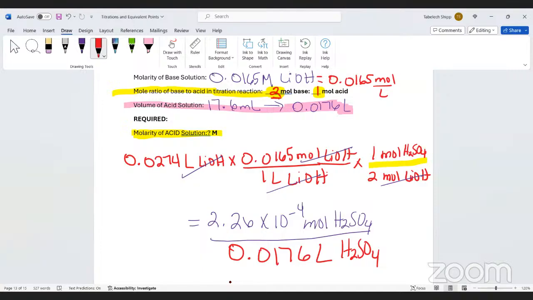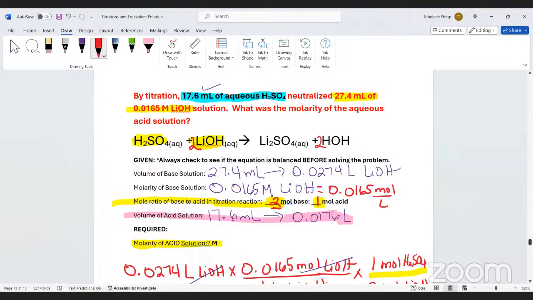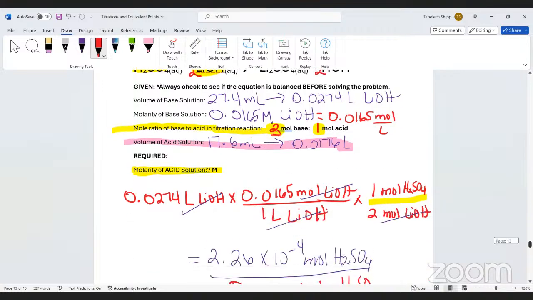No, Aaron, we don't divide by the total, and here's why. This problem did not say that we added additional acid. It says by titration, 17.6 milliliters of aqueous solution neutralize this amount. Now, if I would have said I added more sulfuric acid, then that's a different story. And I think I did a problem like that earlier this week. So after I finish this one, I'll go back and answer your question. Yes. Okay, you're welcome.